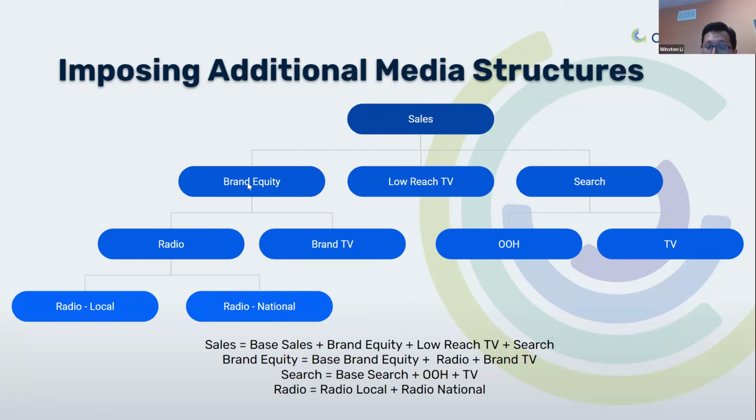Sales is impacted by three things: brand equity, low reach TV, and search. Brand equity is in turn impacted by two other things: radio and branded TV. Search is also impacted by two things: out of home and TV. And finally, radio is impacted by two things: your local radio and your national radio, so two different tactics. As you can see, a hierarchy like this translates to four different equations. I've listed them all down here. Four different equations nested under one another. This is called a nested model.